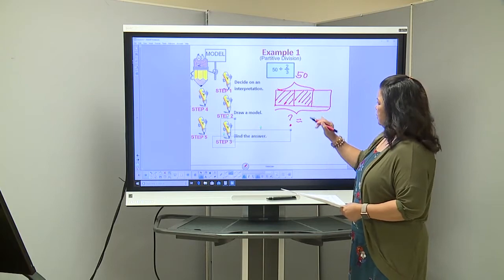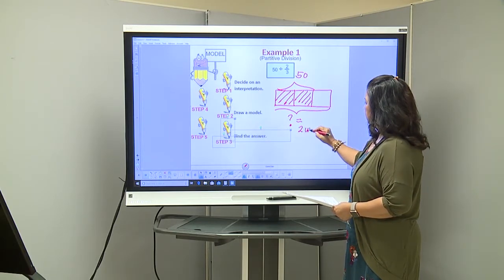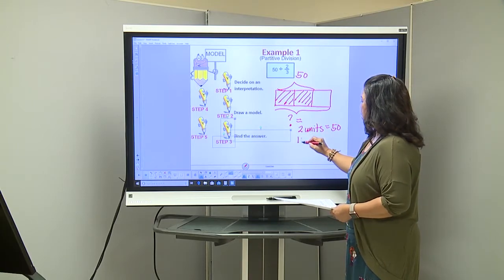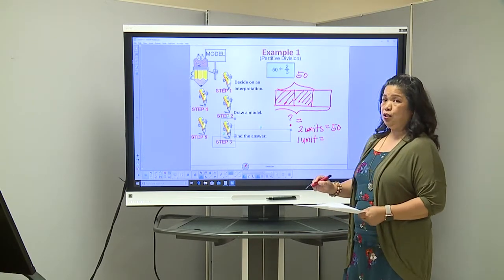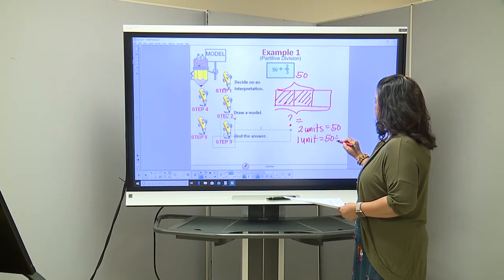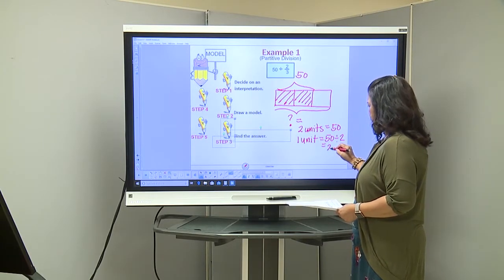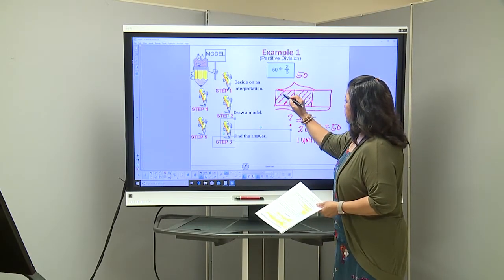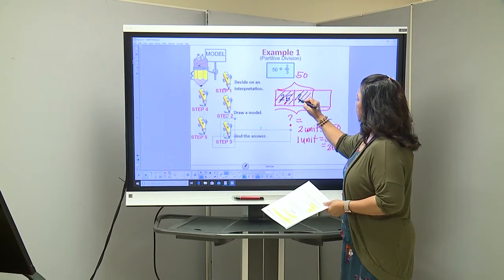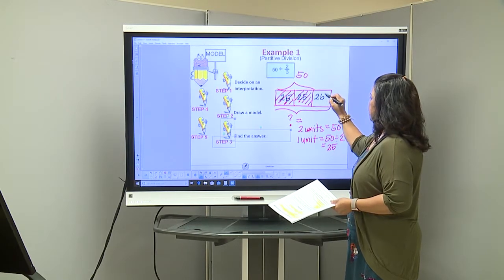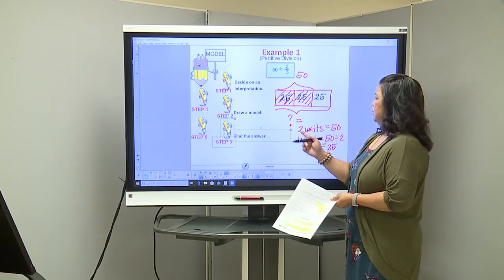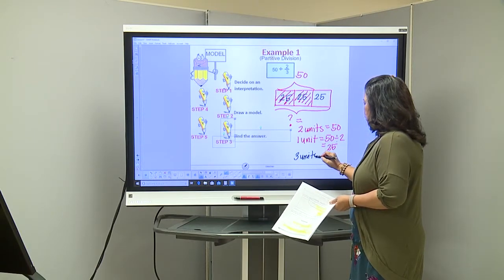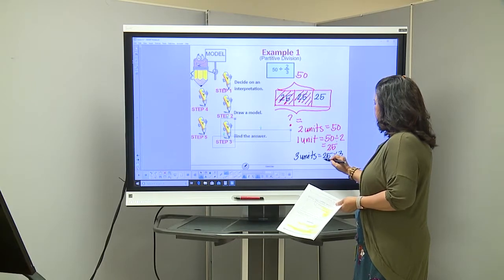According to the model, we see it very clearly. There are 2 units there that represent 50. So I want to know what 1 unit represents. 1 unit, therefore, is 50 divided by 2, which is, you are correct, 25. So in that case, I can go back to my model because I already know that this part is 25, this part is 25, and this part is 25. And also, I know that since I'm looking for the whole thing, there are 3 units there of 25. So what does that mean? 25 times 3 is 75.